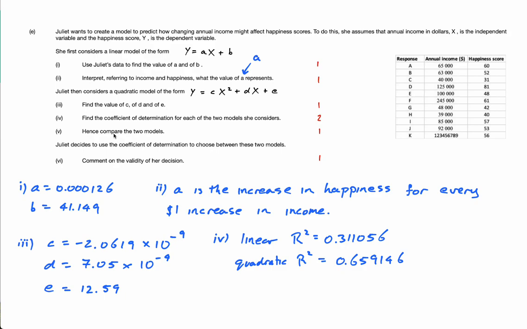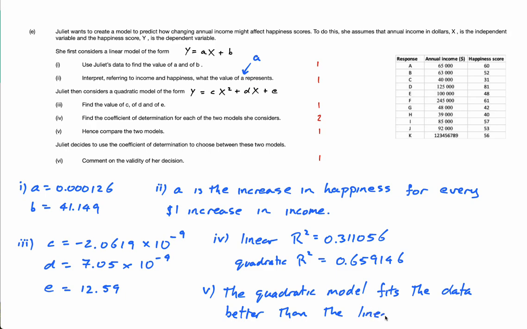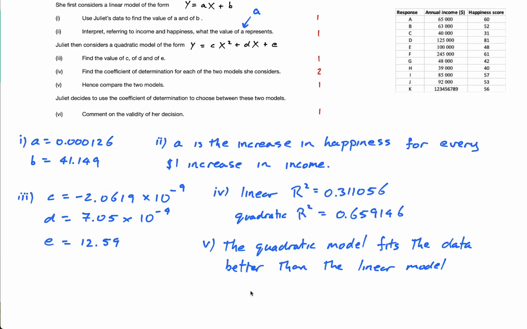Hence compare the 2 models. Okay, so part 5. We're going to compare the 2 models. He says hence, so we're going to use this coefficient of determination. So the quadratic model, because the coefficient of determination is bigger, means that it fits better onto the data. So the quadratic model fits the data better than the linear model, as R squared is bigger.